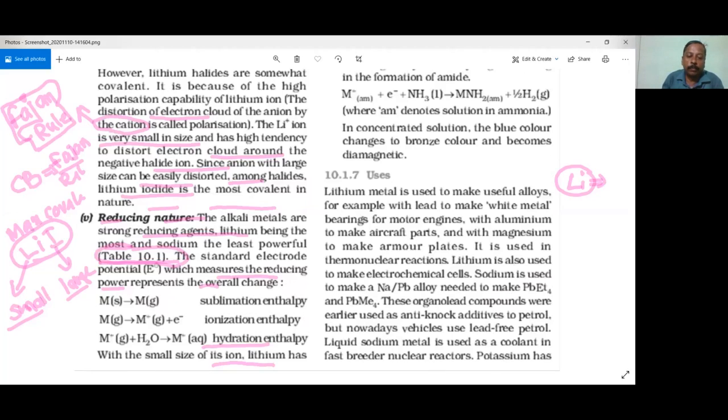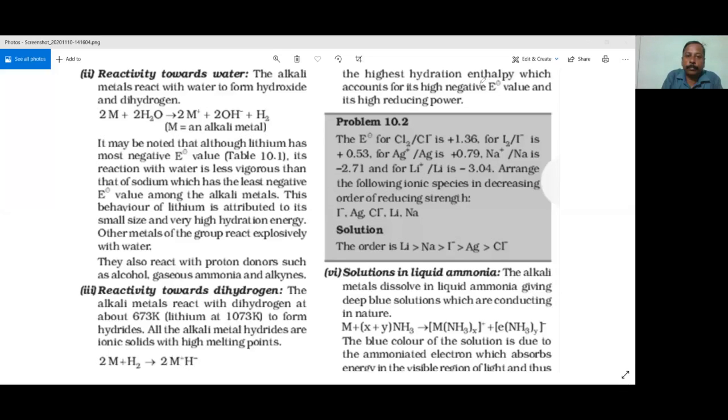So what we have to do is take the accountability of all three energies. The actual problem is that lithium is not supposed to have this much reducing power, but the highest reducing power is just because of this property. What is that property? High hydration energy. Lithium is the smallest size, it has the highest hydration energy, therefore a powerful reducing agent. Why is lithium the strongest reducing agent? Due to high hydration enthalpy.